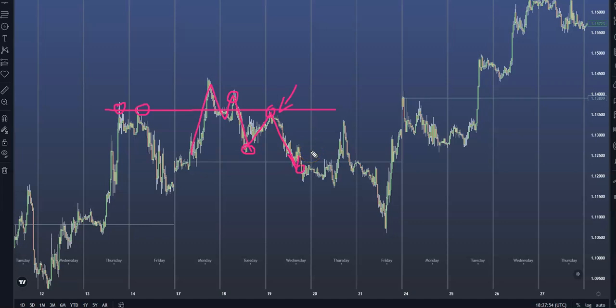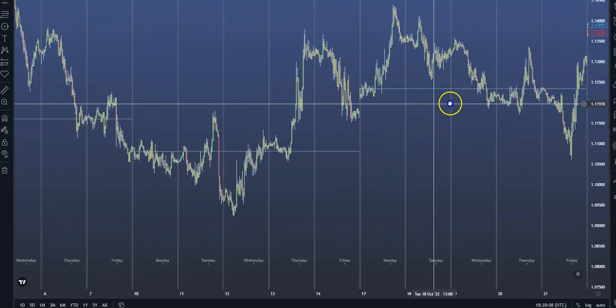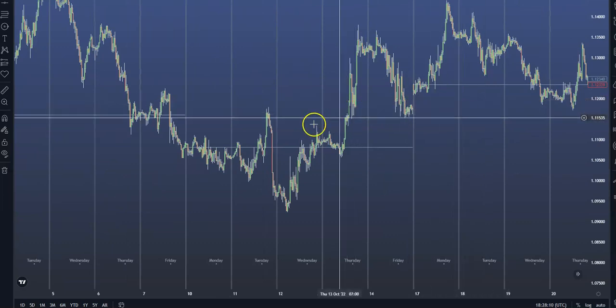Look, we're keeping things very, very basic. Anyone can use these stats. But as you can see here, here's the area of resistance. We come up, we reject, we break down lower. And where can your target be? The Monday's opening price, because you know it gets hit 83% of the time over 108 weeks.